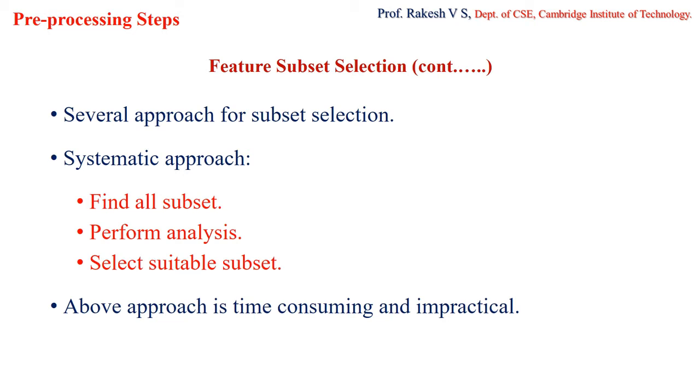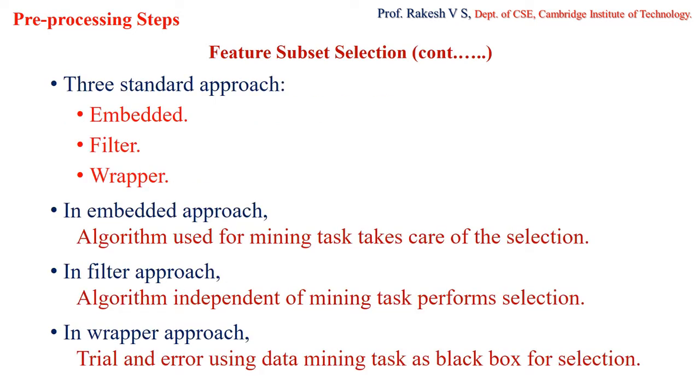So hope you have understood. In the systematic approach, first, among the n features available, we will be finding all the possible subsets, then performing the analysis, and then identifying the suitable subset. So this would be a tedious process, and hence there is a standard approach which we can use, which has three strategies. One is the embedded approach, the other one is the filter approach, and the third one is the wrapper approach. So these three are the standard approaches that we can use.